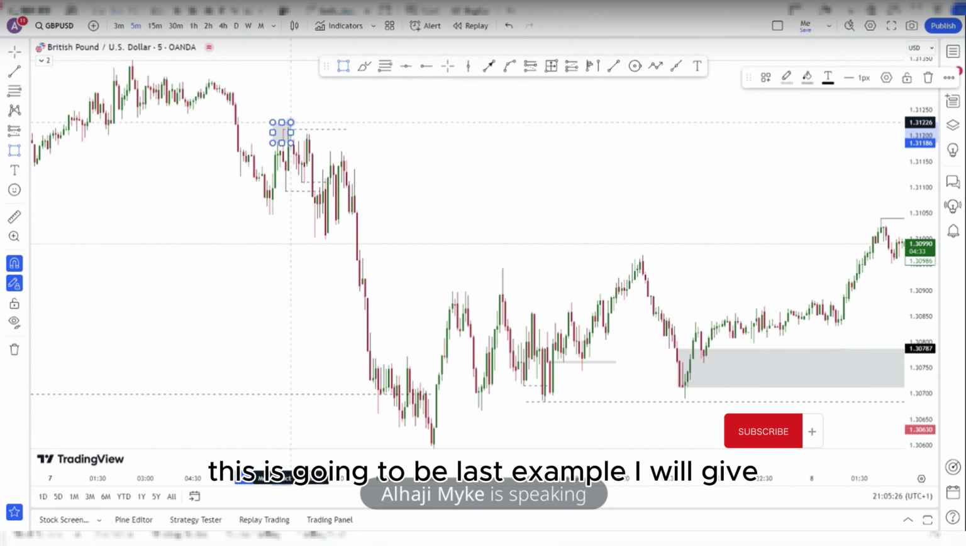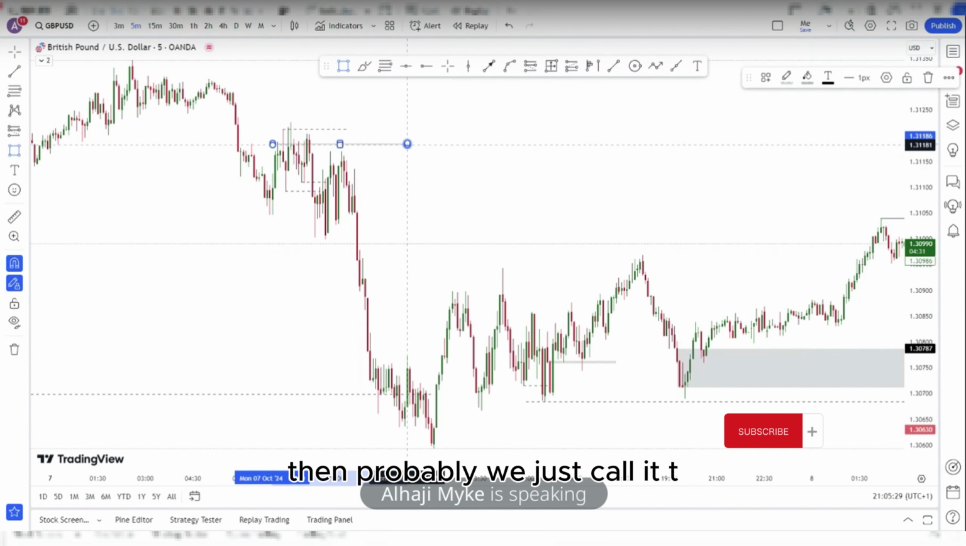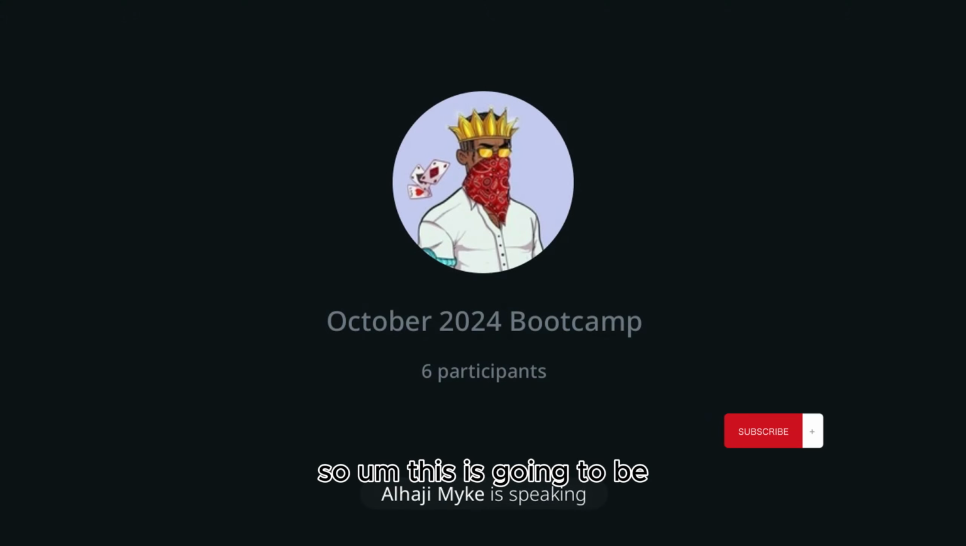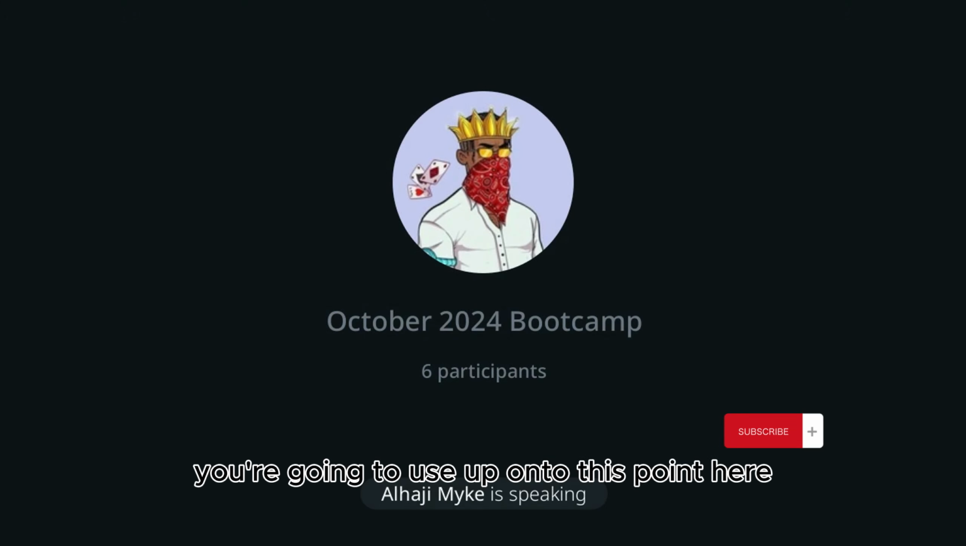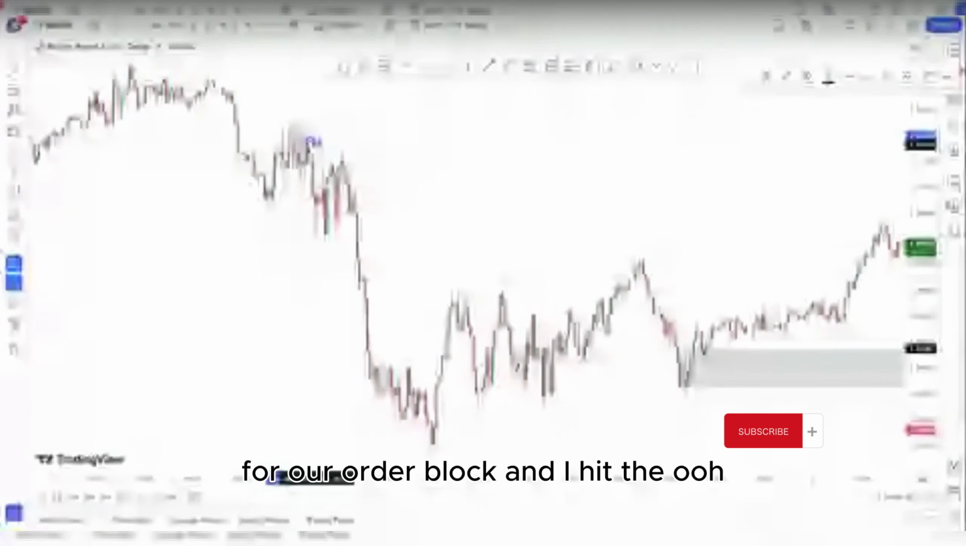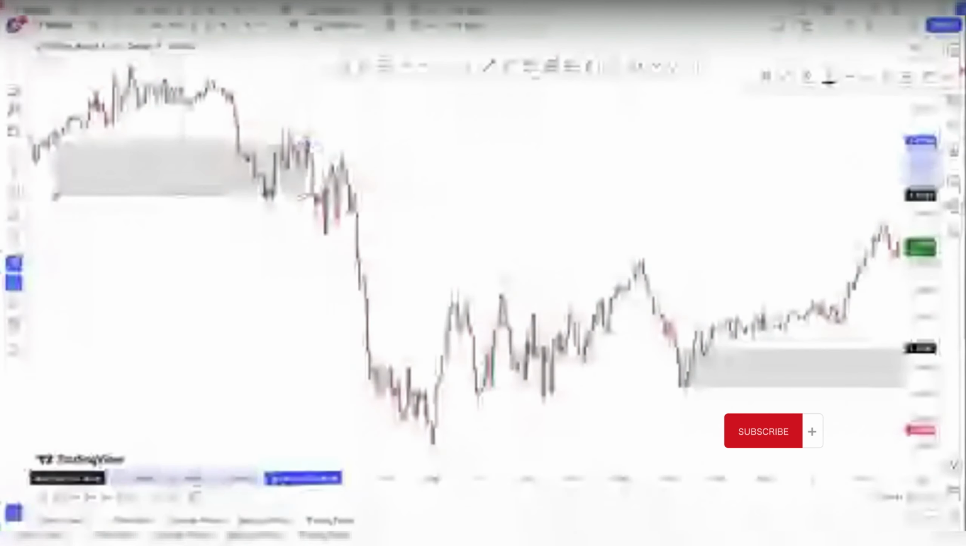This is going to be the last example I will give. Then probably we'll just call it a day here, then pick it up from here tomorrow, please. All right. So we're going to use up until this point here for our order block, and I left this tool on.